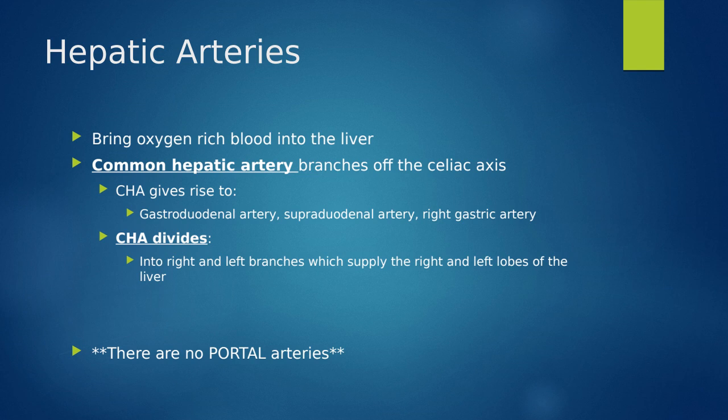Like we said, hepatic arteries are going to bring oxygen-rich blood into the liver, although they are not the main supply to the liver. So from our aorta, we are going to have a celiac axis. That's going to be the first branch off of our aorta in our abdomen. Our celiac axis is going to branch off into a couple different things, but right now we care about our common hepatic artery. Our common hepatic artery is going to have a bunch of branches that come off it as well, but it's going to divide into right and left branches once it enters into the liver.